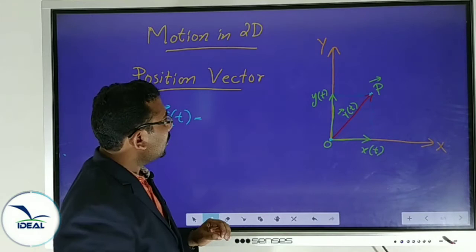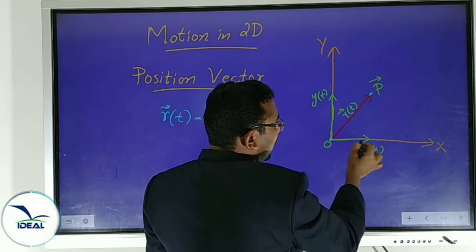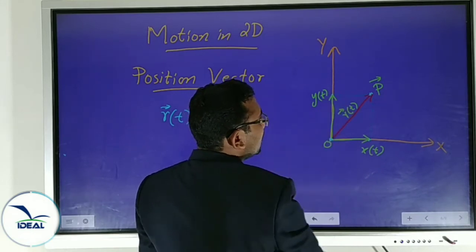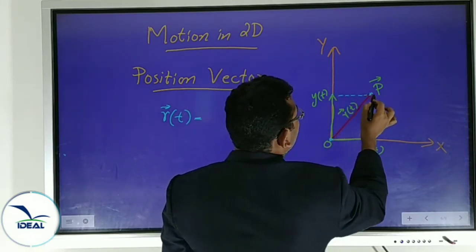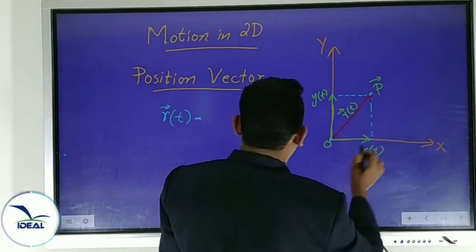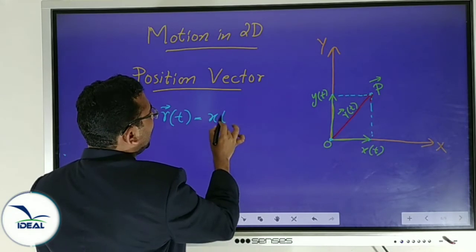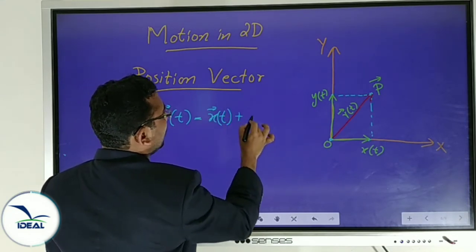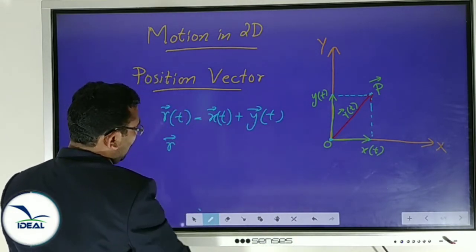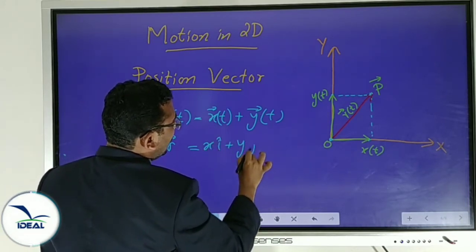We can split the position vector into 2 rectangular components. One is x of t, the x component. Second is y of t, the y component. How do we split these vectors? Using the triangle law or parallelogram law. Here we can write r of t equal to x of t plus y of t, or simply vector r equal to x into i cap plus y into j cap.